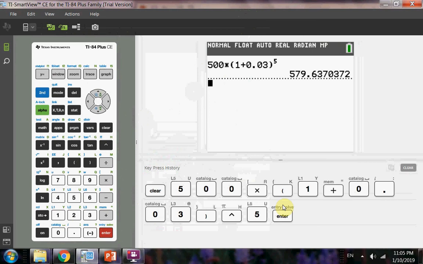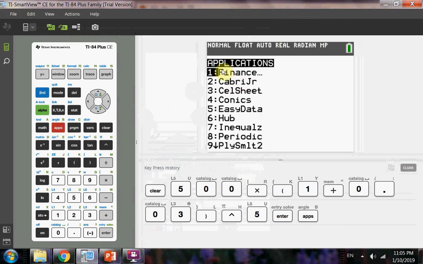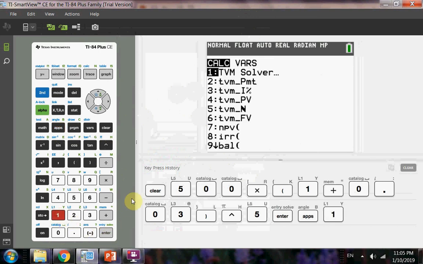That's your answer. If you want to do the financial function, this is what you should do. You need to first hit the Apps button, for application. Then you will see Finance at the top of the list. You either hit enter or you hit number 1, either of them would do. Then you are solving with the time value of money solver. You choose this option and hit enter.